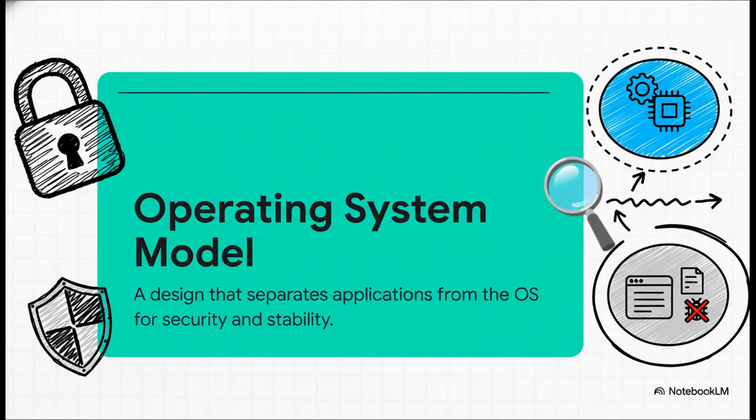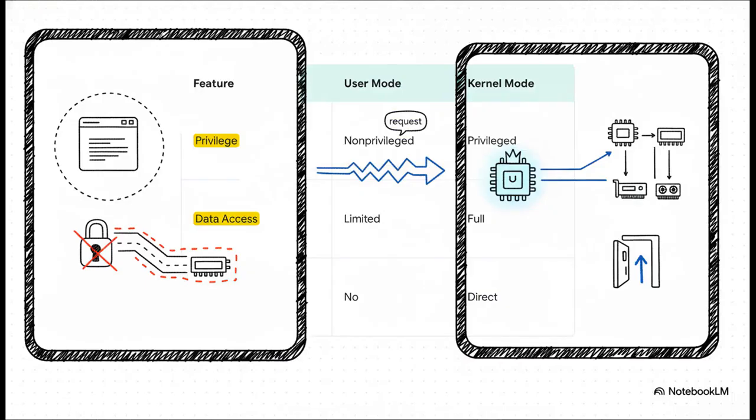It creates these two totally distinct zones that have very different levels of power. And here they are, user mode and kernel mode. Pretty much every application you run, your browser, your games, everything lives in user mode. It's called non-privileged, which is just a fancy way of saying they have really limited access and they can't mess with your computer's hardware directly. But the core of Windows itself runs in kernel mode. This is the privileged zone. It has total unrestricted access and power over everything.